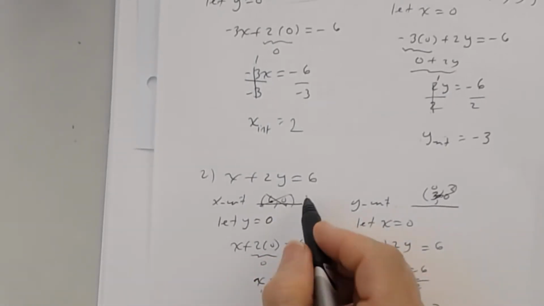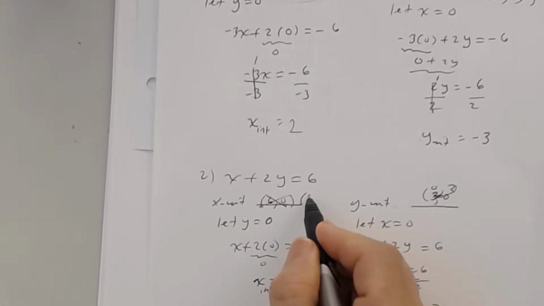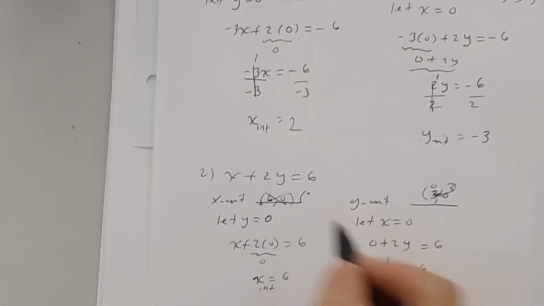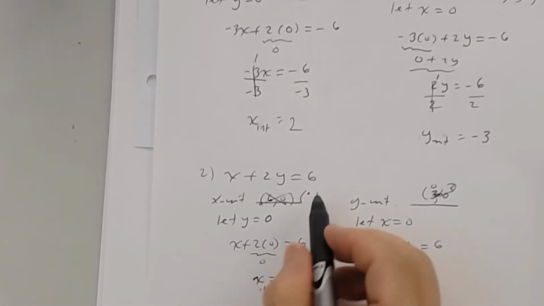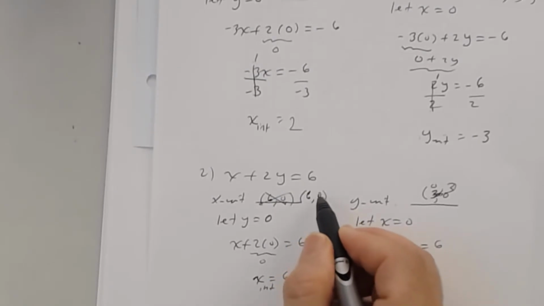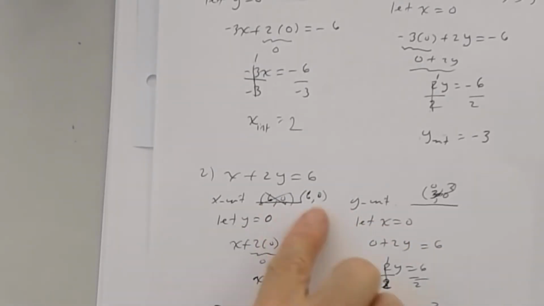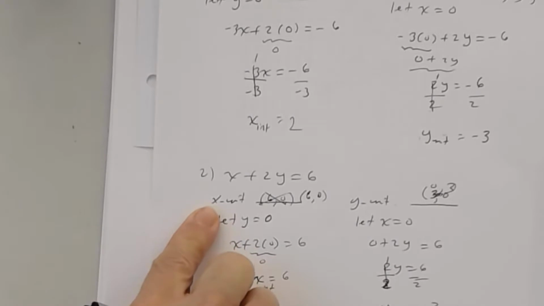Now, no one said anything wrong about this one. What should this have been? Oh, I'm sorry. No, I'm right. Excuse me. I apologize. I was thinking we were finding the y-intercept, but this says x-intercept, right? Okay. All right. So that's fine.